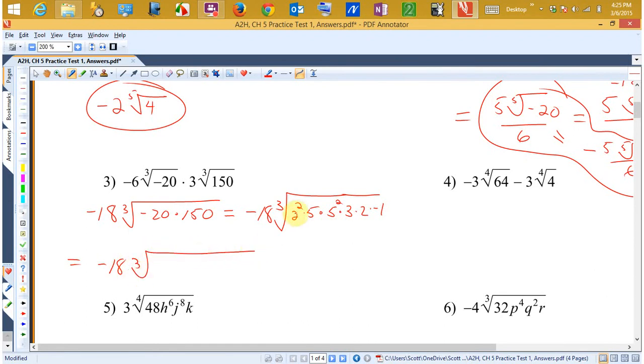So rewriting that, I've got a 2 cubed times 2 squared times 2, well that's a 2 cubed. And so I've taken care of those two. I've got a 5 squared times 5, that's 5 cubed.